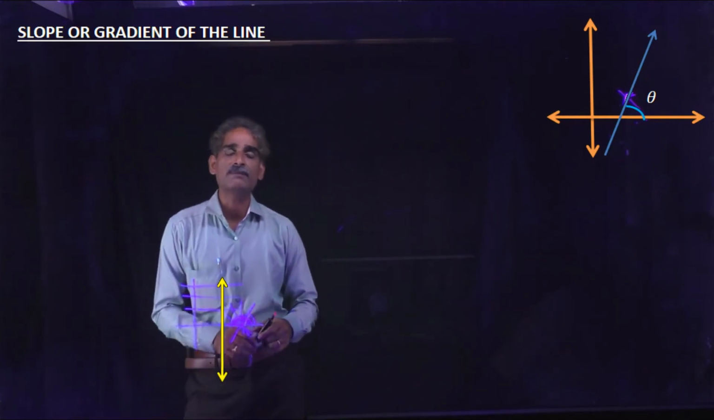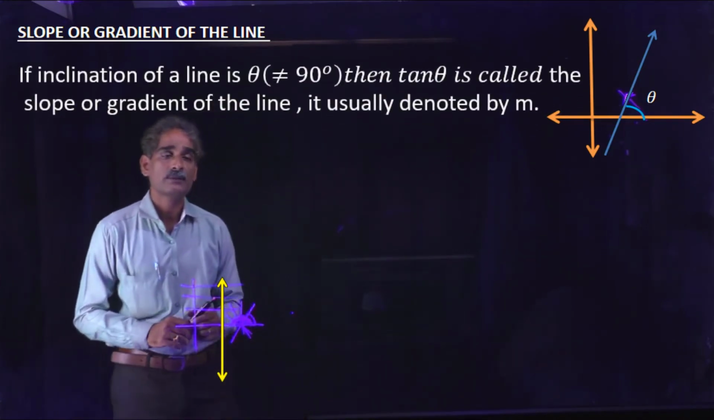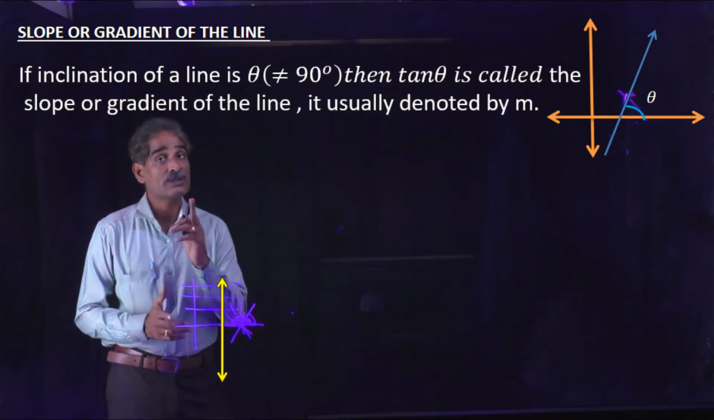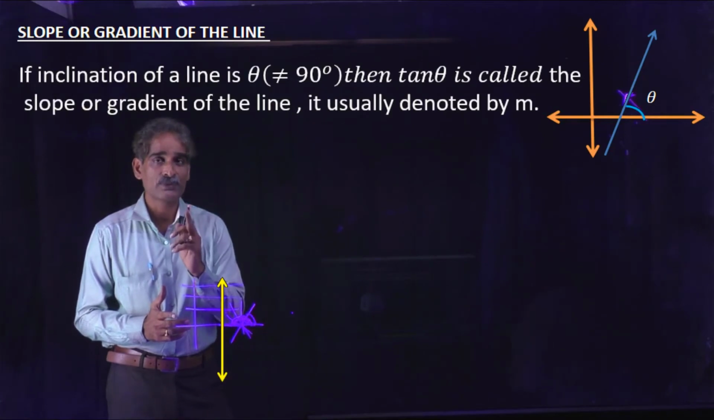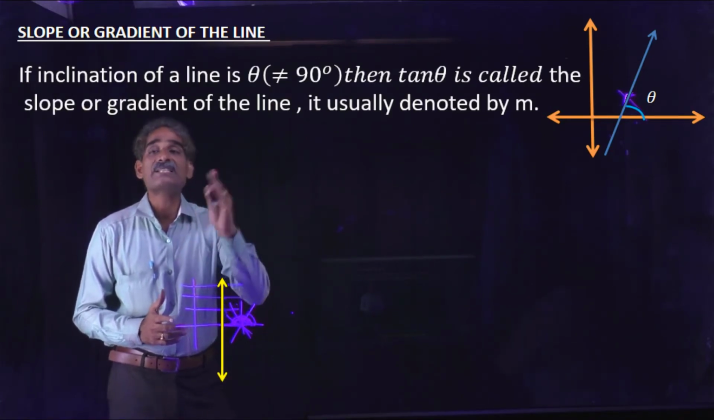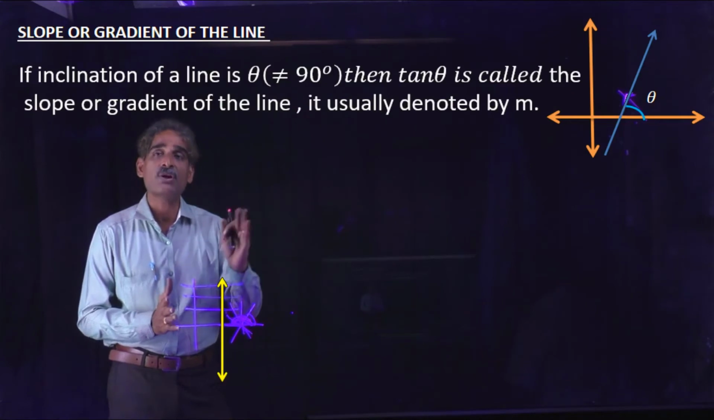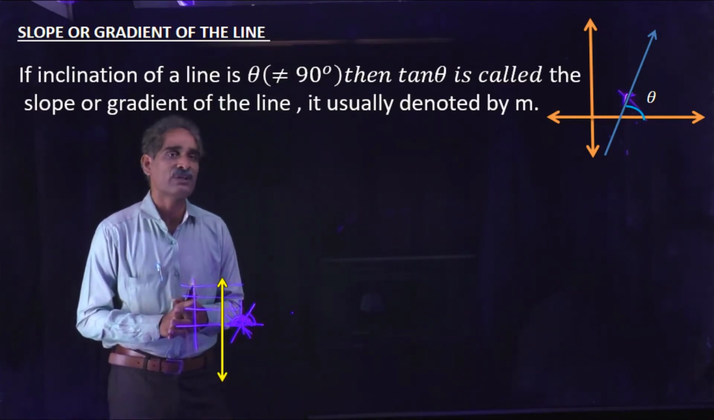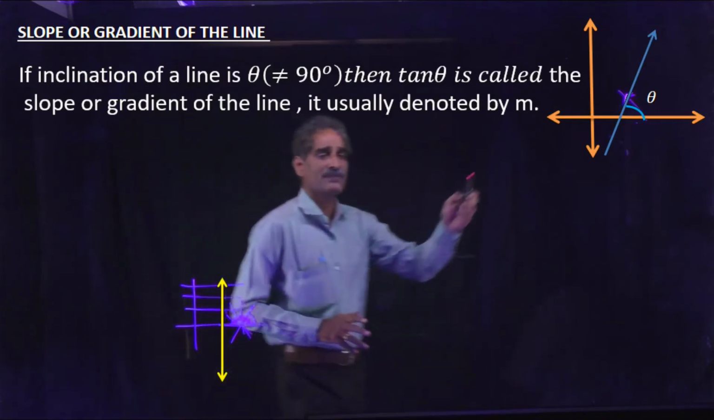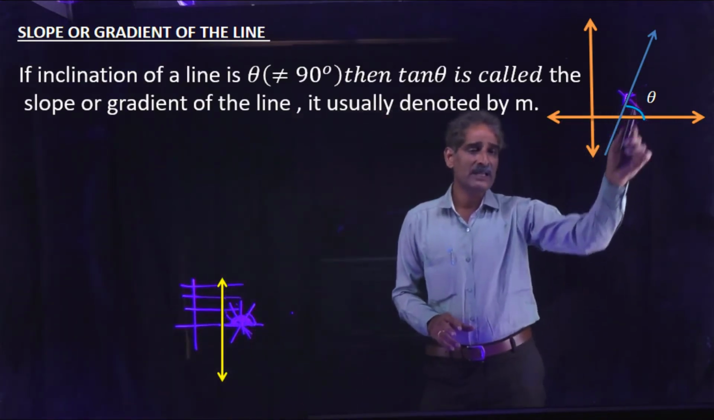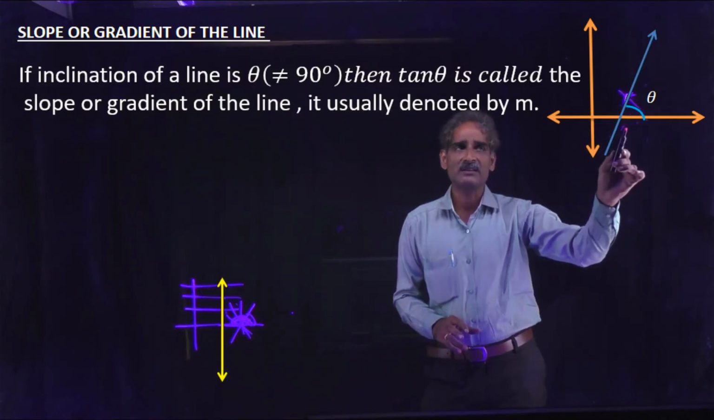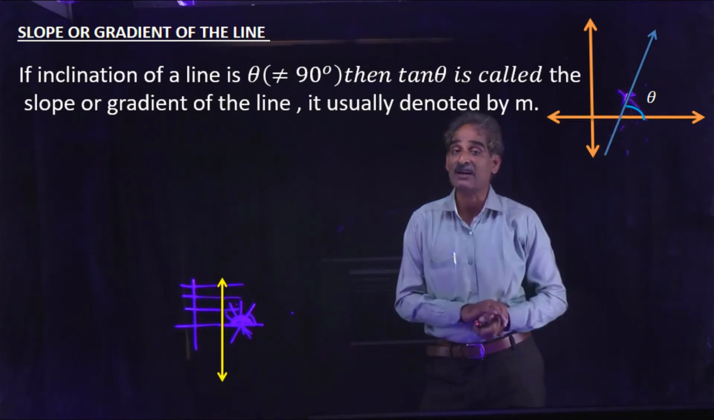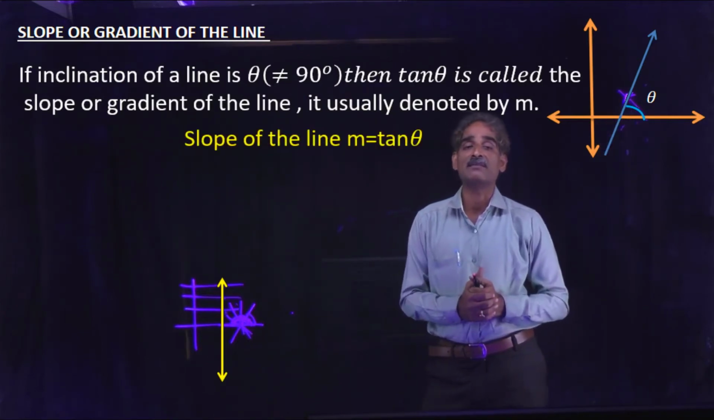Now see, if the inclination of the line is theta, for non-vertical line we can define slope. Here theta is an inclination of your line, theta is not equal to 90. Then tan theta is called slope or gradient of the line. Here this is the figure. In figure here the line is making an angle theta. Now the slope of this line is nothing but tan theta. Tan theta is slope of the line.